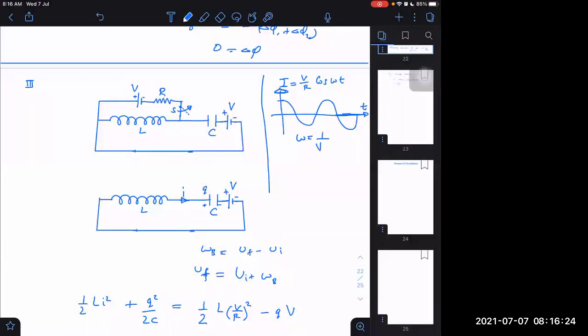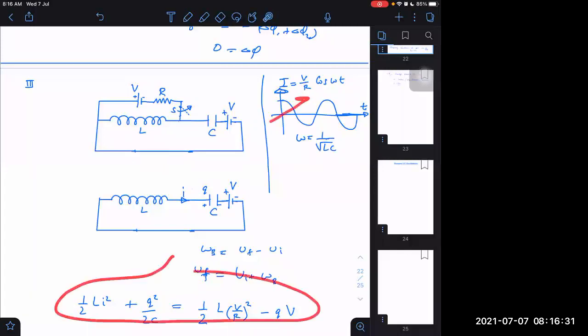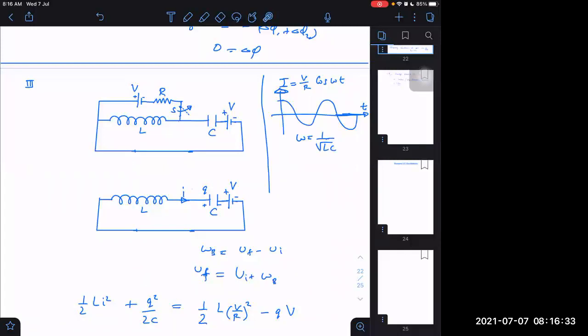So omega is equal to 1 by root LC. See, directly I'm getting the equation. And I think you can also do that. I'm telling you what is happening and which equations are valid, but do I need all that? I can directly write it now: V by R into cos omega t, because I know what is the value just after the switch is opened.